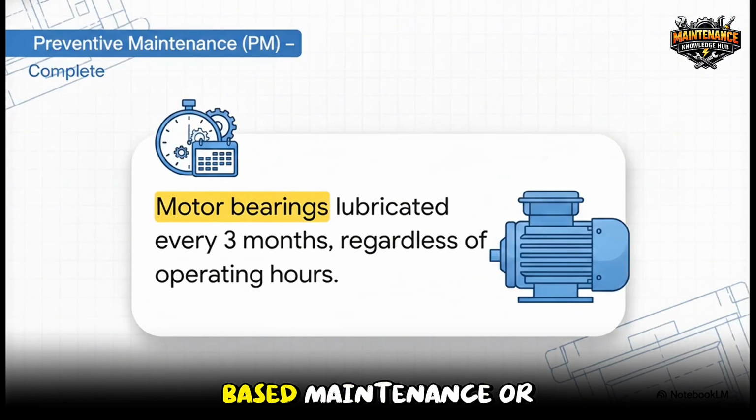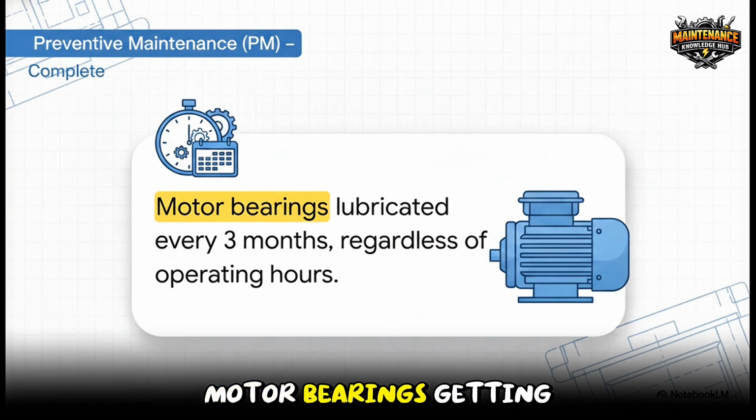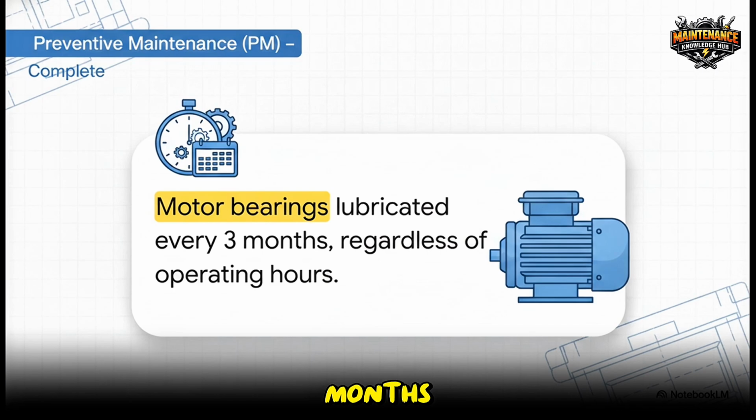First up, time-based maintenance, or TBM. With this, you're strictly following the clock. For example, motor bearings getting lubricated every 3 months, completely regardless of how many hours they actually ran. So whether that motor spun for 10 hours or 1,000 hours, when that 3-month mark hits, boom, the maintenance team is out there doing their quarterly service. It is highly predictable and super easy to schedule.